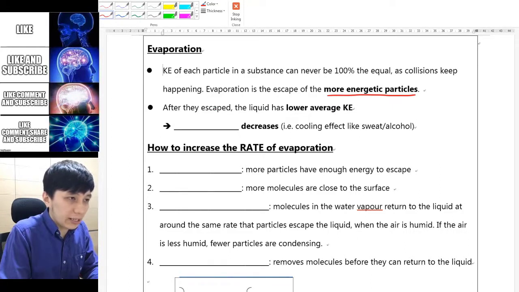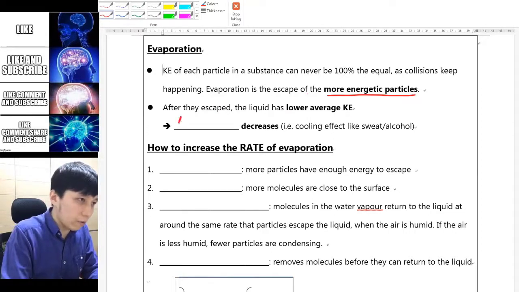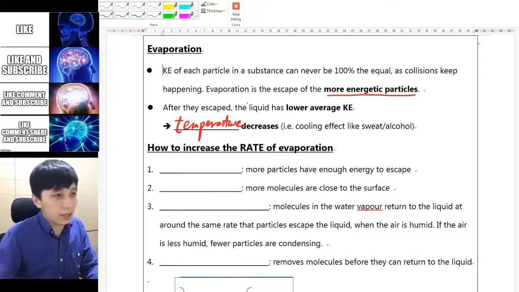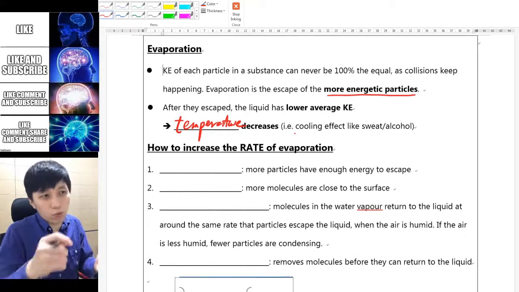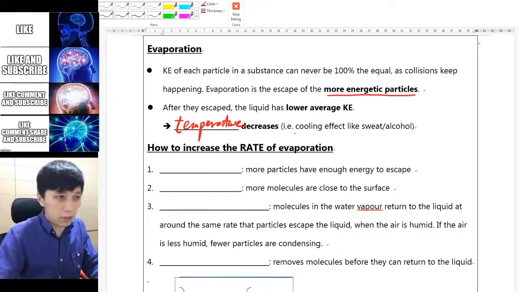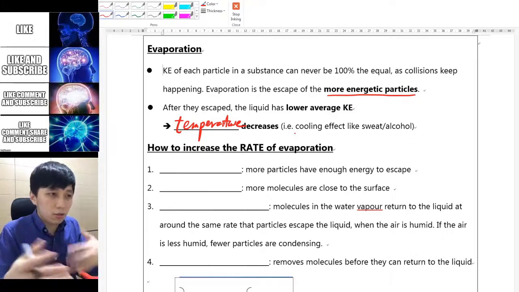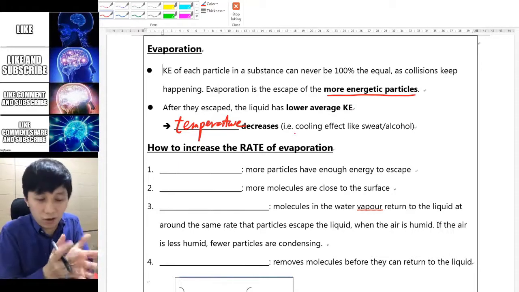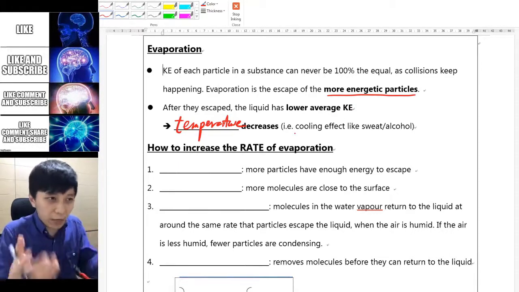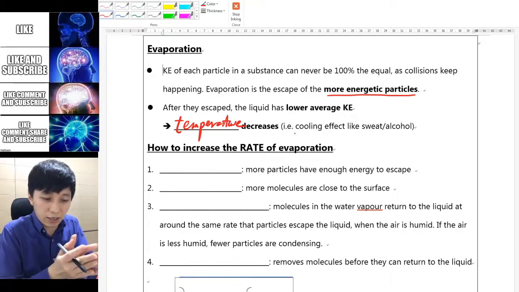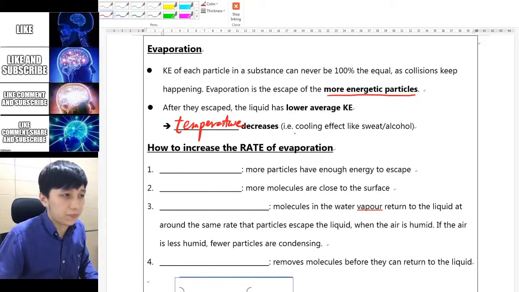As we said, when they escape, they will have lower average Ke for the remaining liquid, and therefore the temperature decreases. Okay, that's the cooling effect. That's the same as if you wipe alcohol on your body. Nowadays, I'm sure because of COVID-19, you experience a lot of alcohol, right? If you simply rub it on your hand, you find it gives you a cool sensation, and that's the same idea.